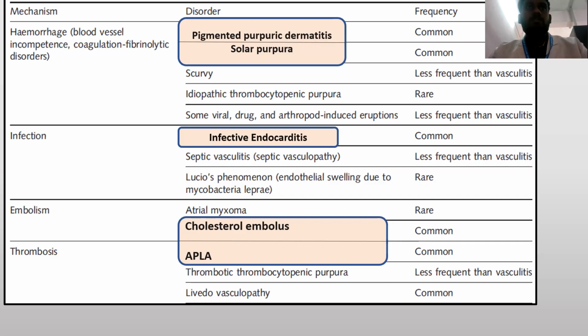Common things include, for example, due to hemorrhage, purpura can develop, and that can be due to multiple causes. For example, solar purpura, pigmented purpuric dermatitis, scurvy, idiopathic thrombocytopenic purpura, some viral disorders, and arthropod or insect bite reactions. Then drugs, all these things can lead to a purpura-like manifestation.